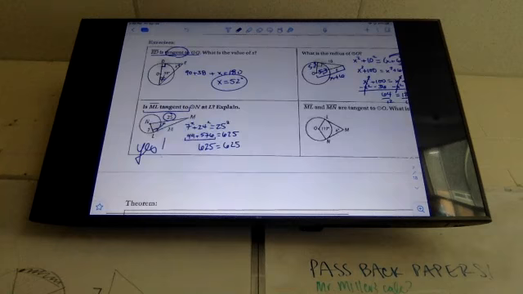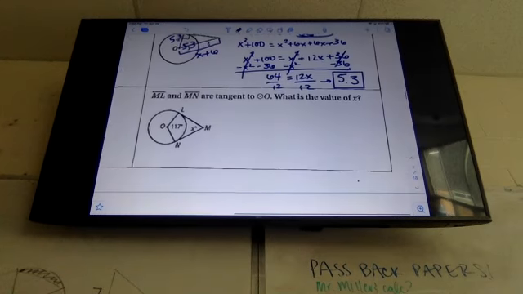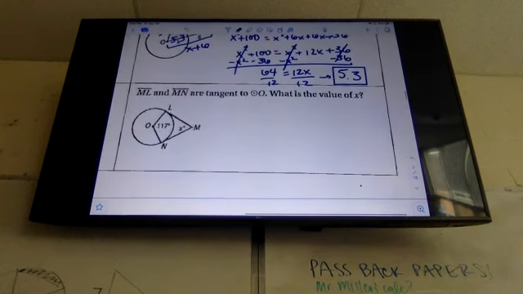All right. Last one on this page. ML and MN are tangent to circle O. What's the value of x? Why did they tell us they were tangent?